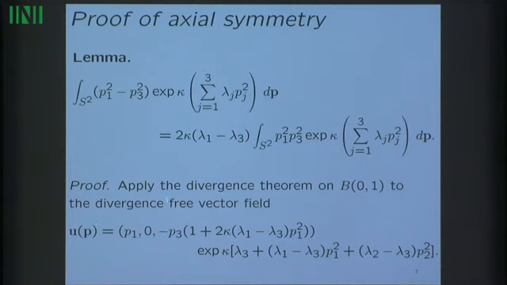But it's divergence-free, and so by the divergence theorem, the integral of U dot P over the sphere is 0. And if you calculate that integral, you find you get exactly this. So once you've got this, then you see that we're told what the integral of P1 squared times this exponential is. It's lambda 1 times z, and the integral of P3 squared times this exponential is lambda 3 times z. So we're going to get a lambda 1 minus lambda 3 here, which we'll be able to cancel, right?